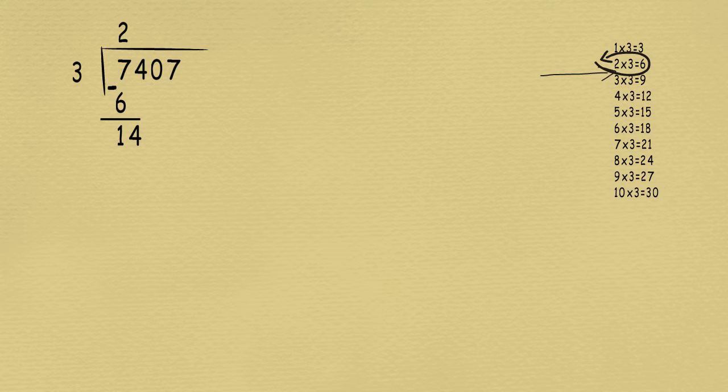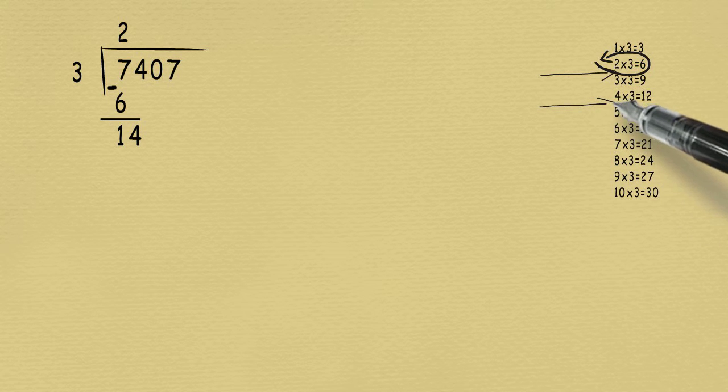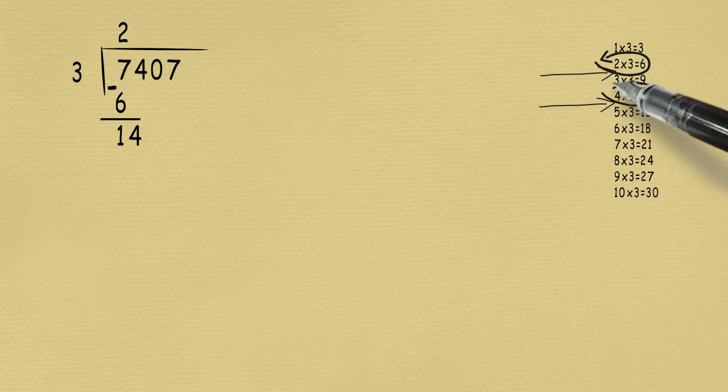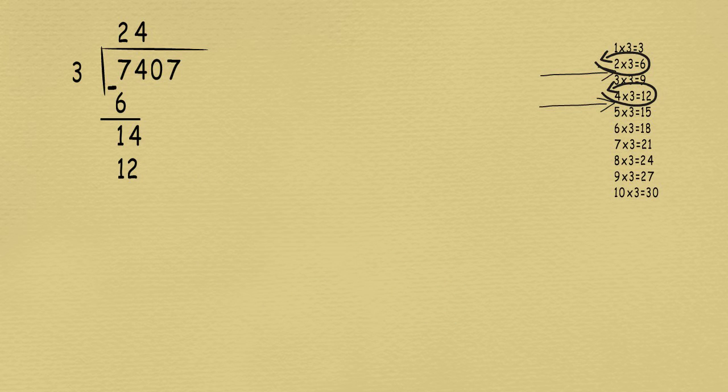Okay? So we're going to sandwich the number 14 somewhere in the multiplication table. And I can see that the 14 is in between the 12 and the 15. So I'm going to choose 3 times 4 equals 12. And I'm going to write down 4 on top of the division house. And I'm going to write down 12 right underneath the number 14.